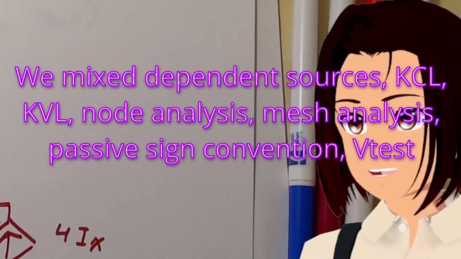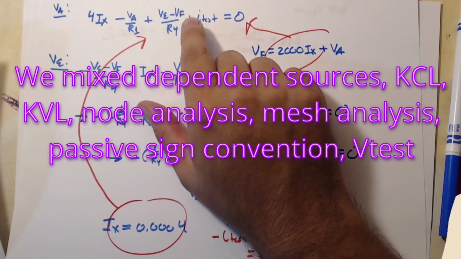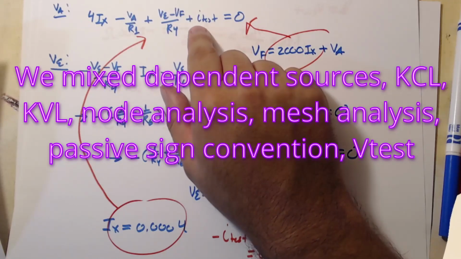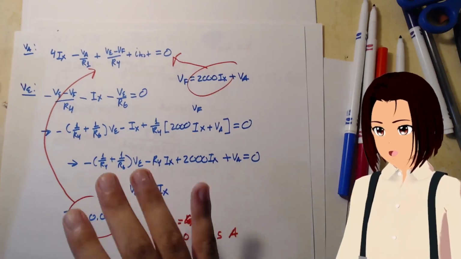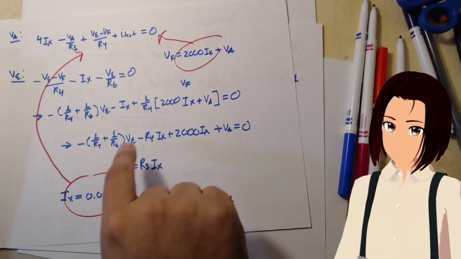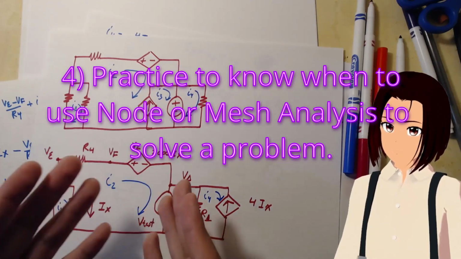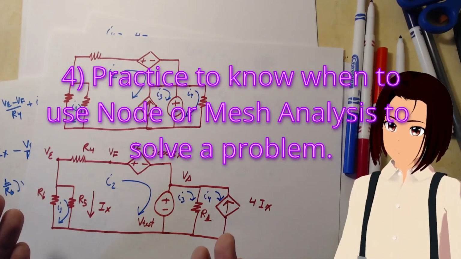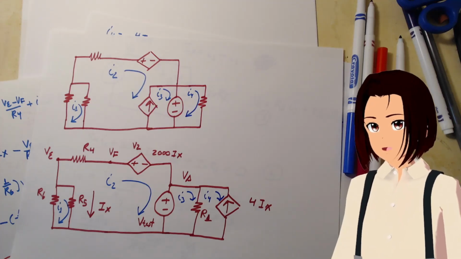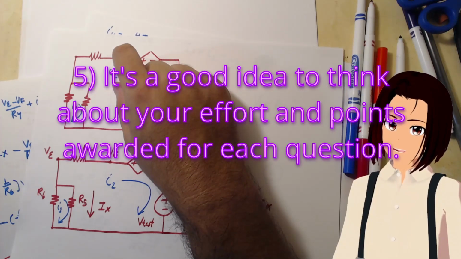One thing you also have to do is use KCL and the passive sign convention to make sure your I-test is correct. When we did node analysis for this last part, we boiled it down to just 1 equation, 1 unknown, which was so much easier to compute than a system of equations. To do the mesh analysis version, we would have to do all this craziness to the circuit. So here's the deal: you have to think about your time and the points awarded for effort.